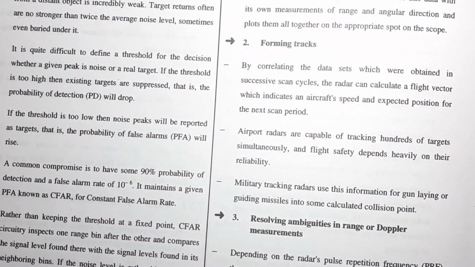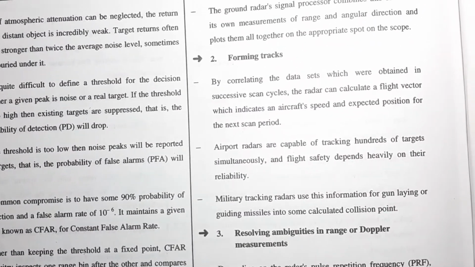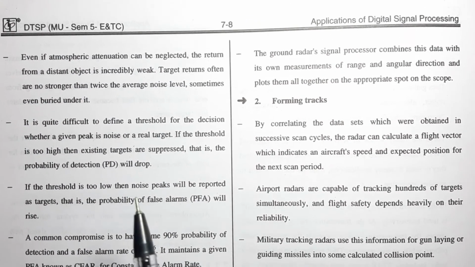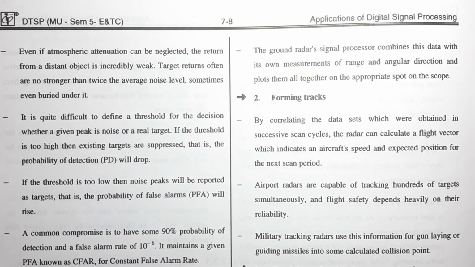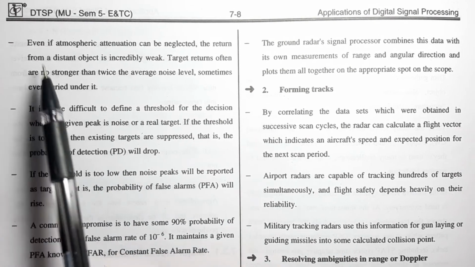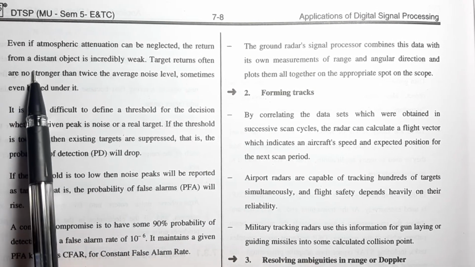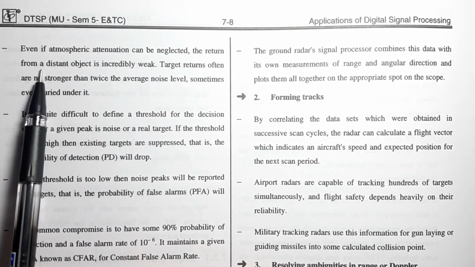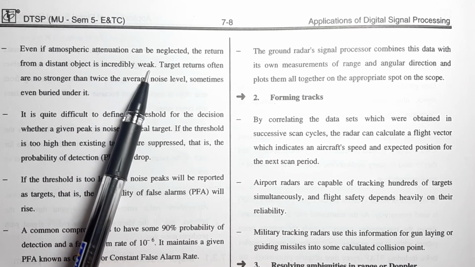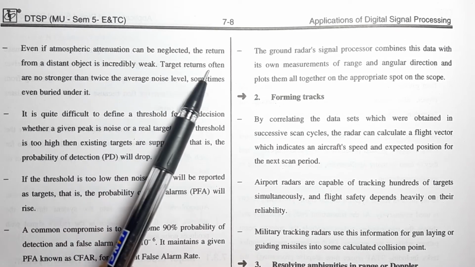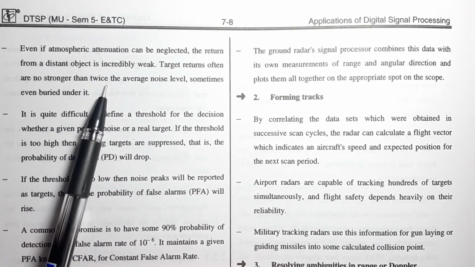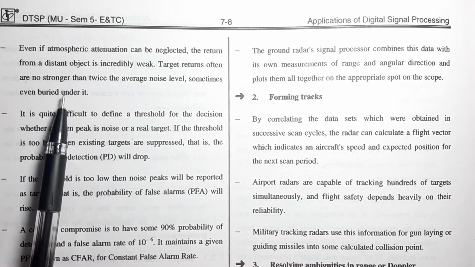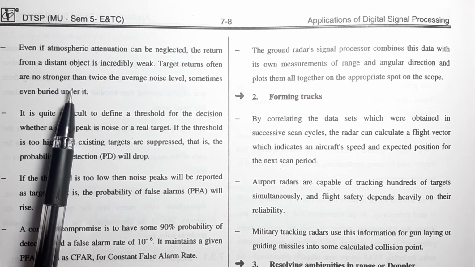Even if atmospheric attenuation can be neglected, the return from a distant object is incredibly weak. Target returns often are no stronger than twice the average noise level, sometimes even buried under it. This is one of the most important problems that we will be facing.